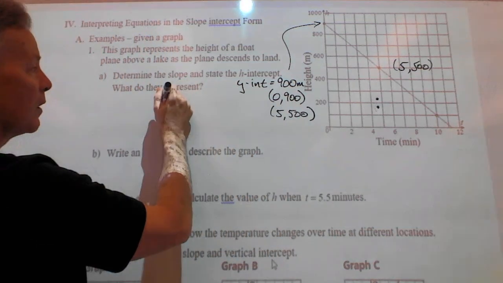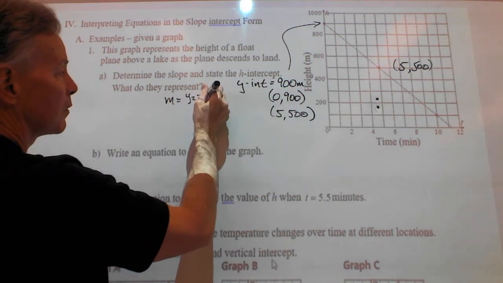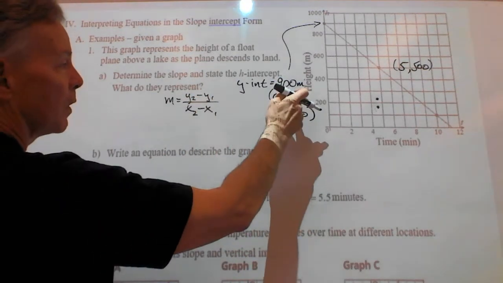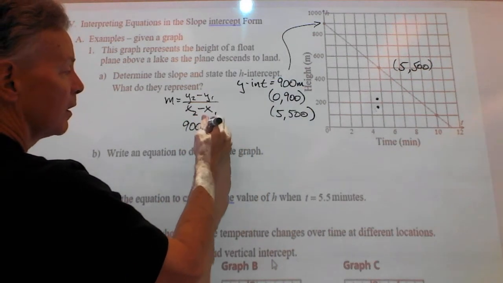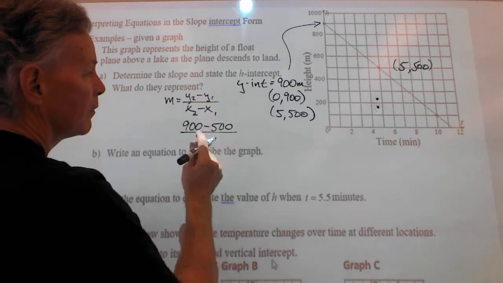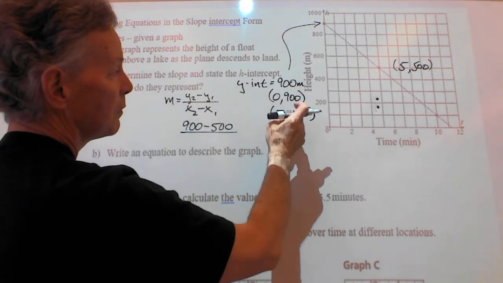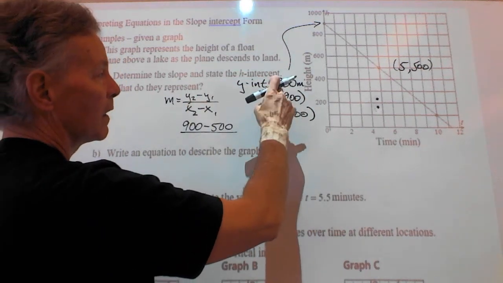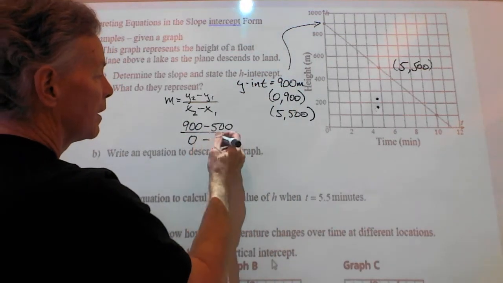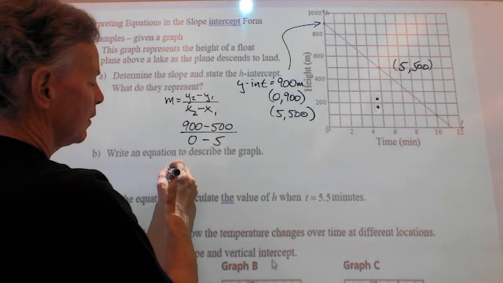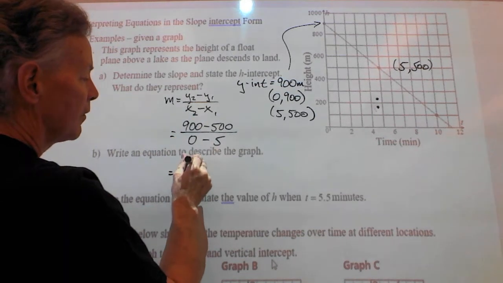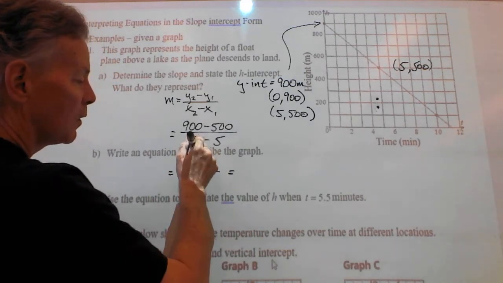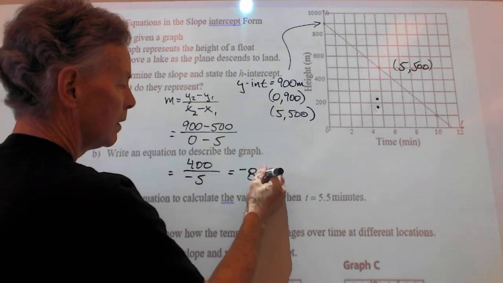We can use those in the slope formula, m equals y2 minus y1 over x2 minus x1. Plug in the values. y2 minus y1 becomes 900 minus 500. x2 minus x1 becomes 0. Remember, if we put the 900 first, we have to put the x coordinate that goes with it first. So 0 minus 5. 900 minus 500 is 400. 0 minus 5 is negative 5. And that will simplify to negative 80.